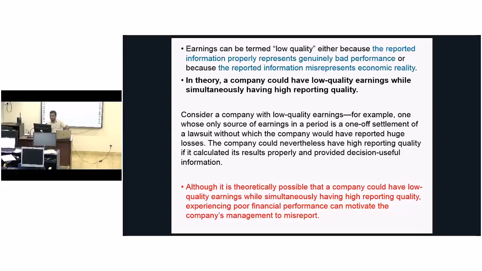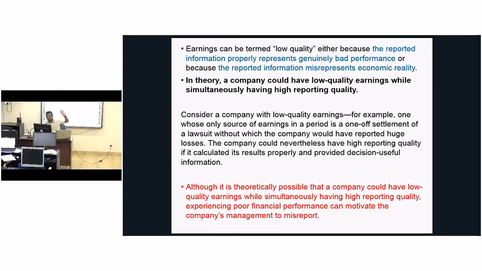Consider a company with low quality earnings, for example, one whose only source of earnings in a period is a one-off settlement of a lawsuit, without which the company would have reported a huge loss. Look, but what do they do? They just report it as it is. Then what is that? The second sentence: the company could nevertheless have high reporting quality. Why? They have reported it as it is. Understand?